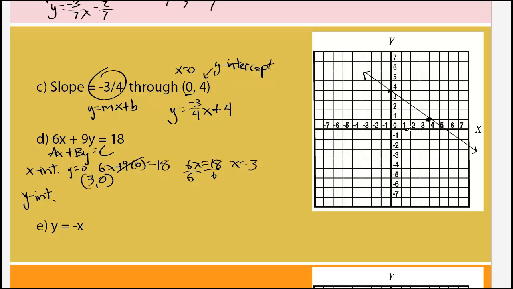So let's graph that. 3, 0. And then with our y-intercept, we put our x equal to 0. And so we have 6 times 0 plus 9y equals 18. This just cancels because it's 0. We divide both sides by 9, and y equals 2. So we have 0, 2. Notice how these aren't the same. You have your 0 in for your x, and in this one you had your 0 in for your y.